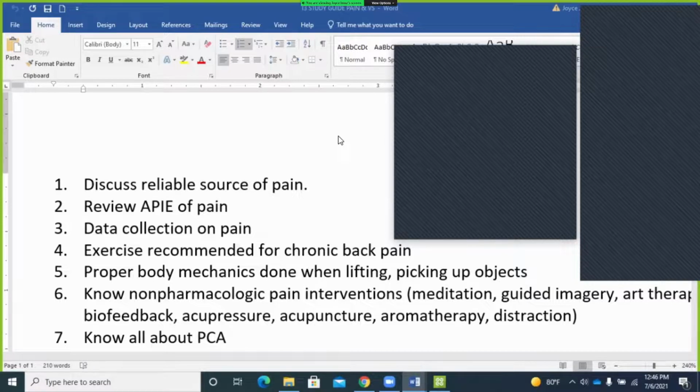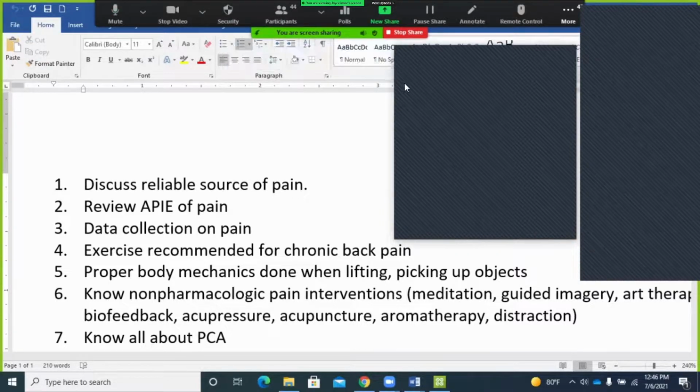Face the direction of movement, so you don't twist your back. Please remember those. So use your large muscles. Use your large muscles. Bend your knees. Everything is in the chat. Don't use back muscles, correct?